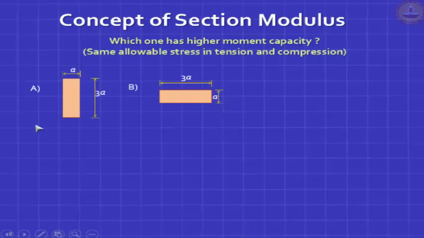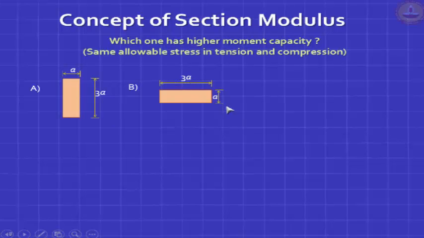Okay. Let's take a rectangular section. Let's say the depth of the section is 3 times the width. We have the option of bending it along the major axis, and we have the option of bending it along the minor axis. Major axis is this. It will bend about this axis, or it will bend about this axis. In this case, the width is A, the depth is 3A. Here, the width is 3A, the depth is A.